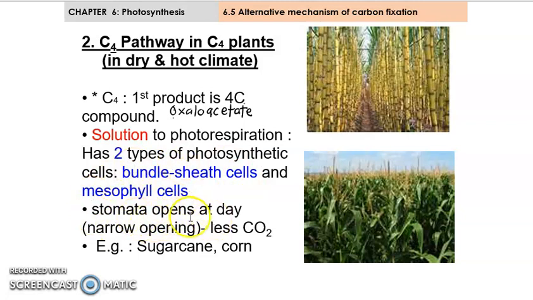Stomata will open at day, but it is a narrow opening, sangat kecil. And then there is less carbon dioxide inside the space of the leaf cell. The examples of C4 plants are sugarcane and also corn. Maksudnya untuk C4 plants yang berada pada dry and also hot climate, dari segi concentration of the carbon dioxide inside of the airspace in the leaf cell is in low carbon dioxide concentration.